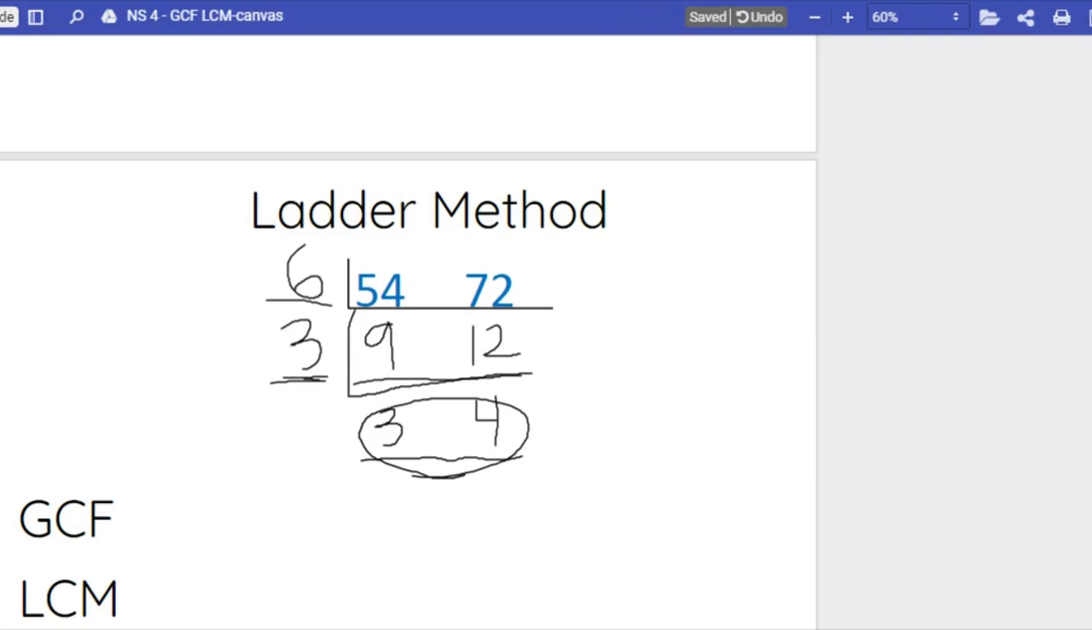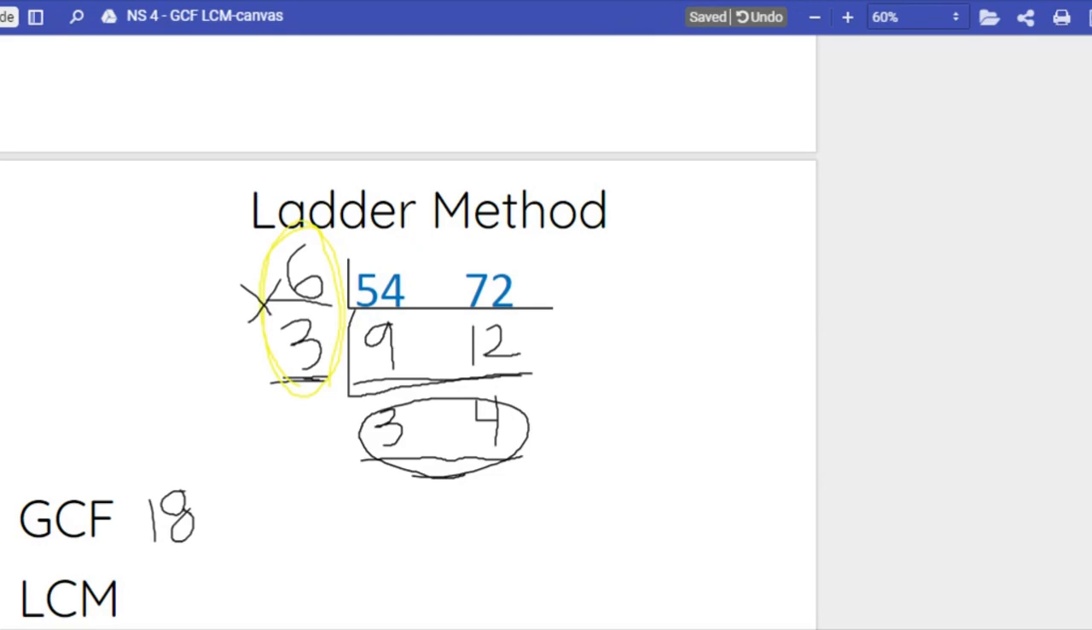Now I'm going to find the greatest common factor. To find the greatest common factor, I take the numbers out front. So I'm going to use this 6 and this 3, and I multiply them, because they are both factors, to get the greatest common factor. 6 times 3 is 18. So the greatest common factor of 54 and 72 is 18.